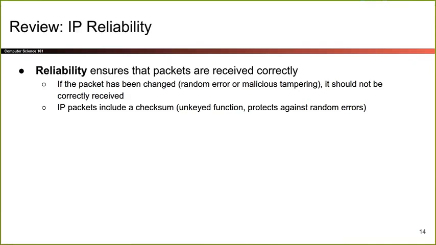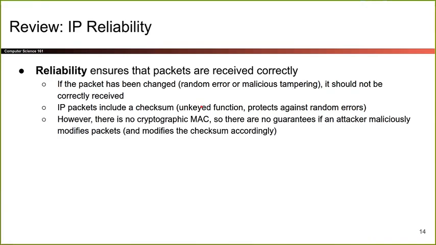Now, to prevent against random errors, so these are kind of like errors of nature. Like the radio wave didn't send all the way, or the wire was bent or something. But if there's a random error, IP packets do usually include something called the checksum. And the checksum is not a cryptographic function, it's just an unkeyed function that protects against random errors. So almost kind of like a hash where you just provide a fingerprint of the message so that it hasn't been tampered with, but there is no key, so it's not a cryptographic protocol.